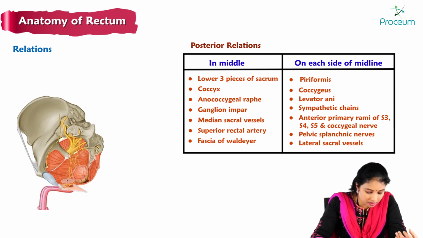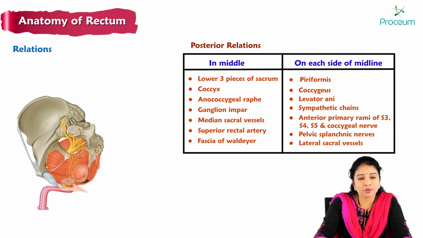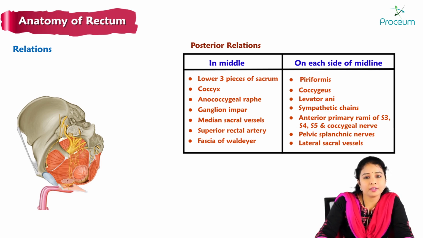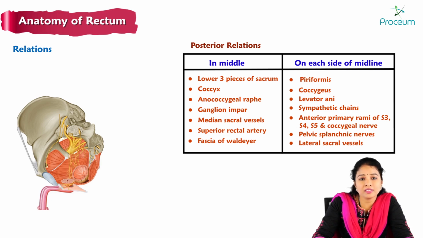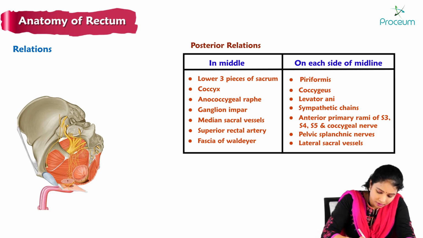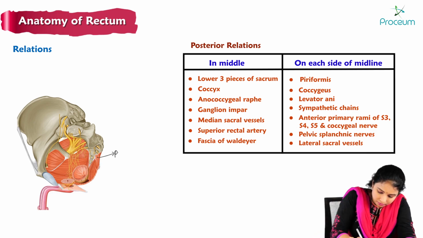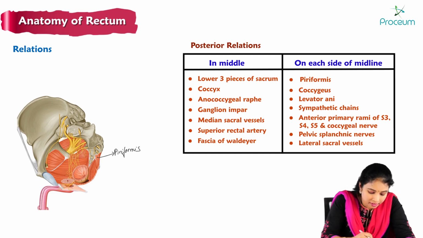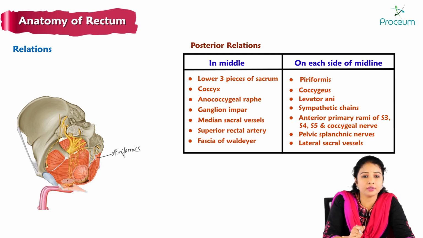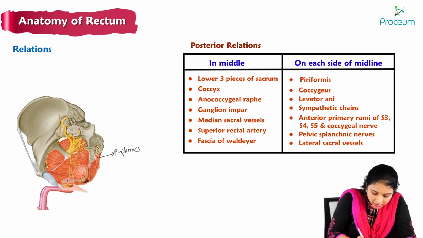So here is the pelvis after removing the rectum and the urinary bladder in males, to show the lateral relations, that is, the posterolateral relations of the rectum. On each side of the midline, posteriorly, the rectum is related to piriformis and coccygeus. So here is the piriformis, which we can see taking its origin from the pelvic surface of the sacrum. The rectum is removed, but you can imagine it is related to piriformis, and in its lower part it is related to coccygeus.